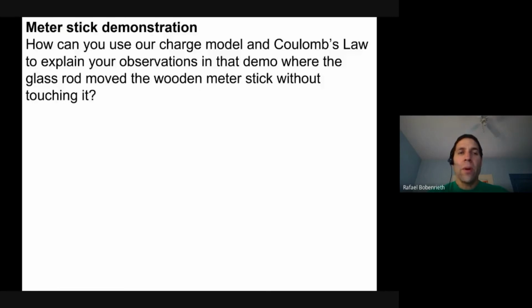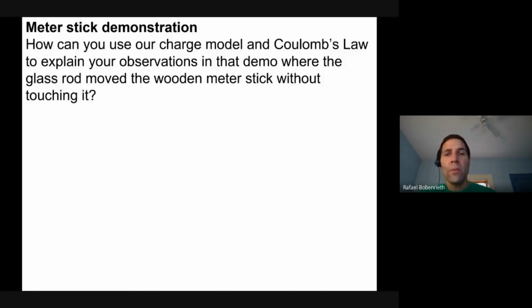And the question I want to walk through with you here is, how can you use our charge model and Coulomb's law to explain the observation of the demo where the glass rod moved the wooden meter stick without touching it? Typically, I find that students can predict what's going to happen with metal objects, but they get very surprised. And like I said in the video, I was very surprised when I first saw this wooden meter stick demonstration. And so I want to talk through how this happens.